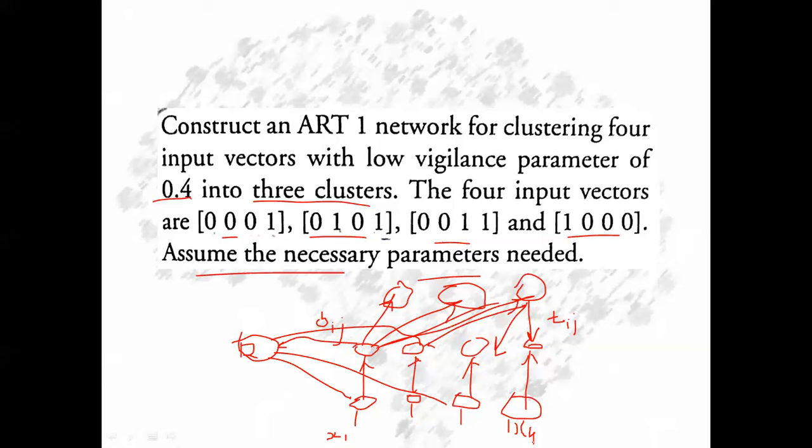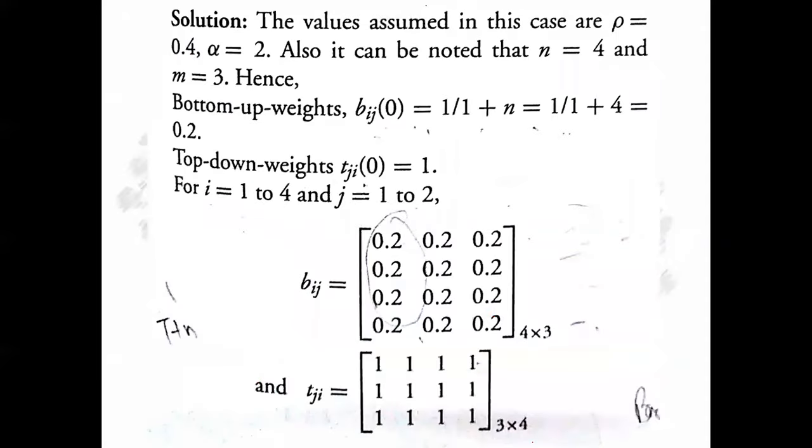Now, the next task is to consider the other parameters. So in this case, we are provided with vigilance parameter that was equal to 0.4. Alpha is the learning rate we considered as equal to 2. N is the number of features of your input layer. M is the number of clusters to be formed.